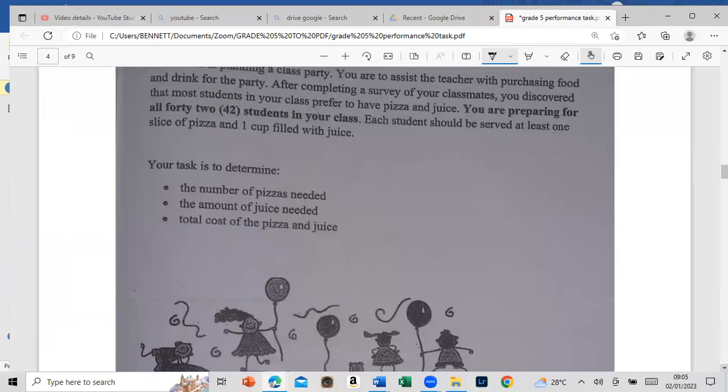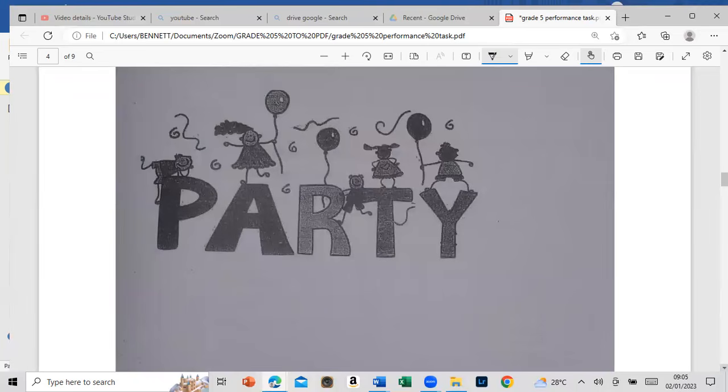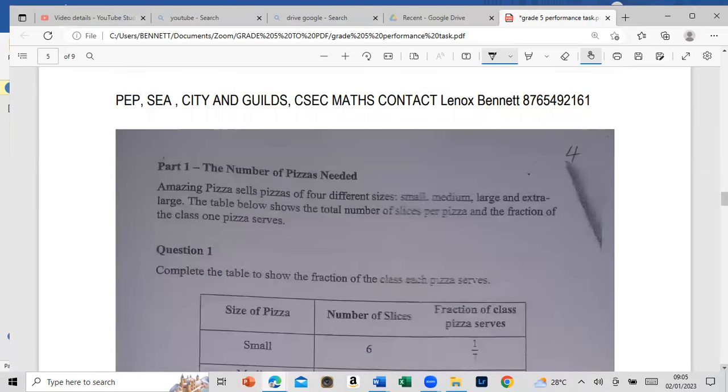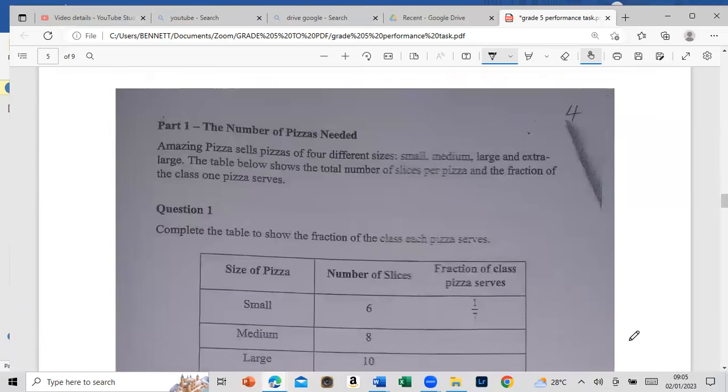All right, so it says your task is to determine 1, the number of pizza needed, 2, the amount of juice needed, and 3, the total cost of the pizza and the juice. So basically, guys, according to what they're saying, you're gonna create a little party with 42 students. I think we're gonna go back and forth because there's a lot of information. I don't know why they overload you guys with so much information. I think it's because they want to bring out the reasoning aspect of it, but I mean, come on, I don't think kids are gonna be keeping any party anyway. It is what it is.